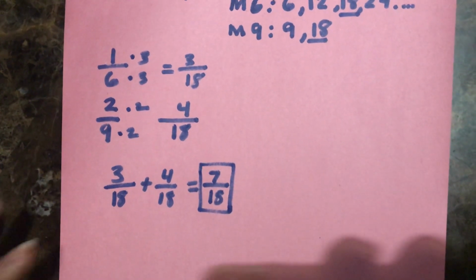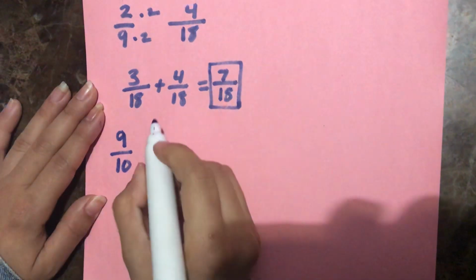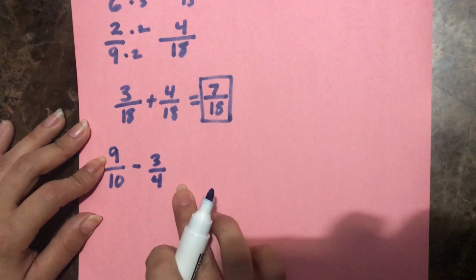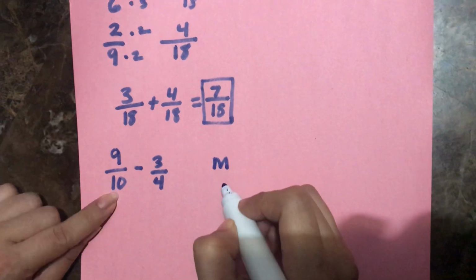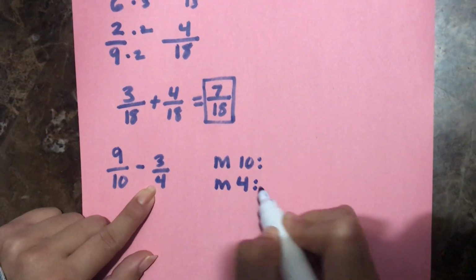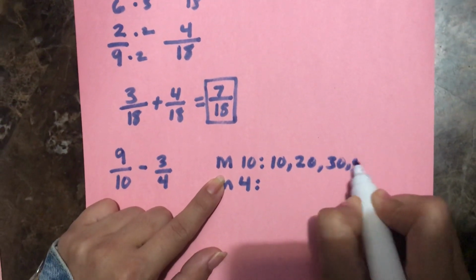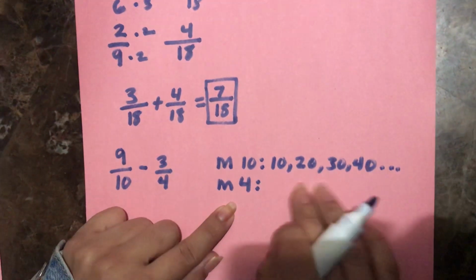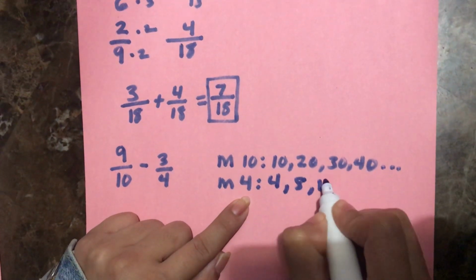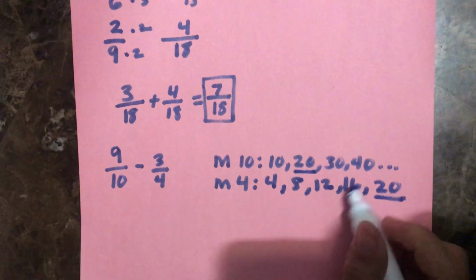So now let's move on to solving a problem with subtraction. Let's do 9 over 10 minus 3 over 4. Again, we need to rewrite the common denominator. So we need to find the multiples of 10 and then the multiples of 4. Let's start with multiples of 10, which are 10, 20, 30, 40. Let's stop there, and we could always come back if we need to. Multiples of 4: we start with 4, 8, 12, 16, 20. And then we see that 20 is the least common multiple.